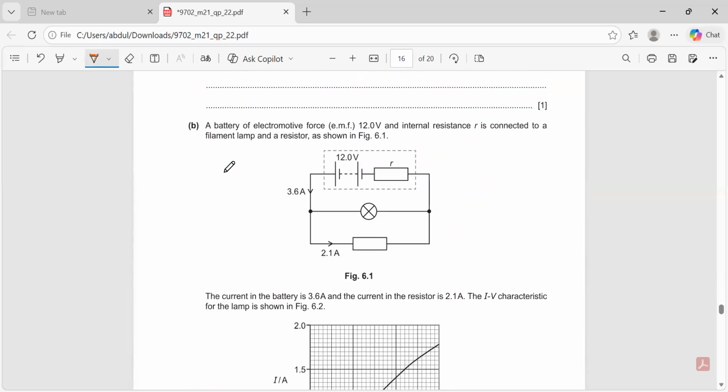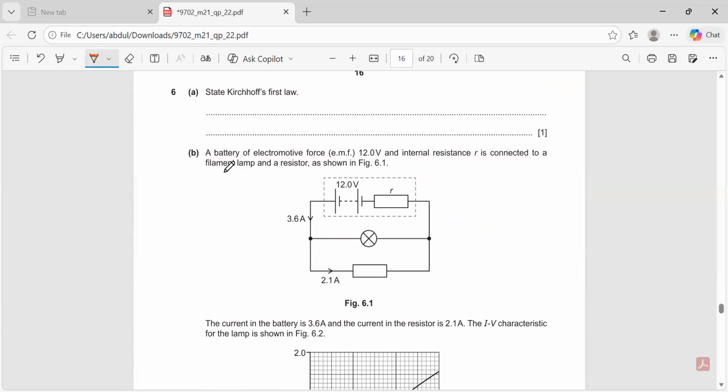Now the next question. Kirchhoff's first law. Again and again, the same question, my dear friends.